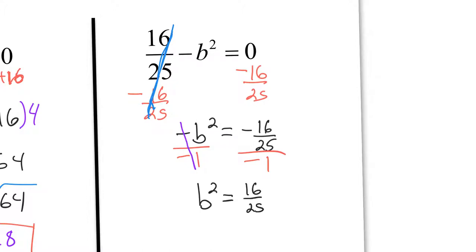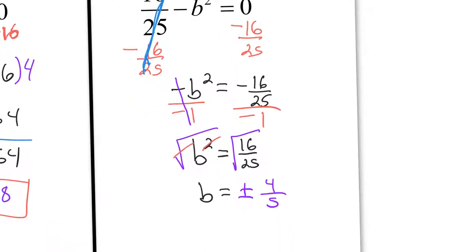So now you cancel the square. Take the square root here, over here, cancels the square and the square root. So we have b equals plus minus. Don't forget that, guys. We are taking the square root of a number, so we need a positive and a negative. And the square root of 16 is 4. The square root of 25 is 5.